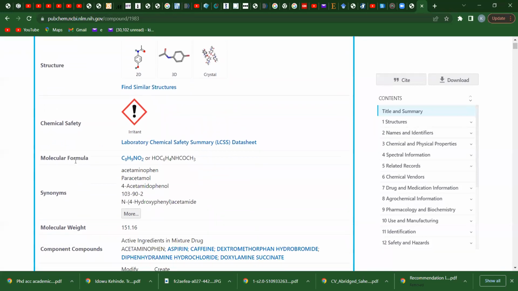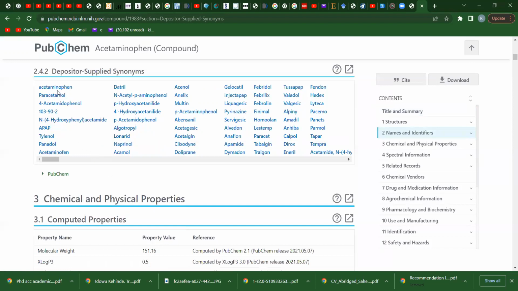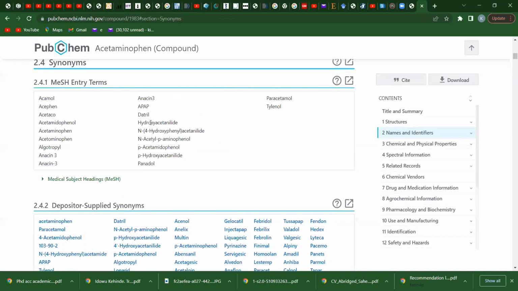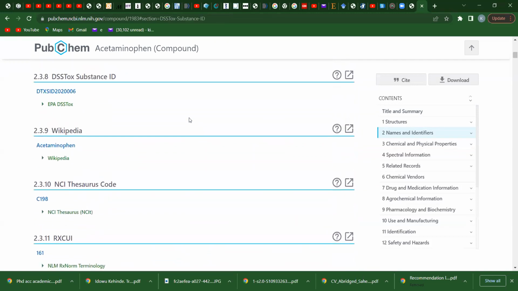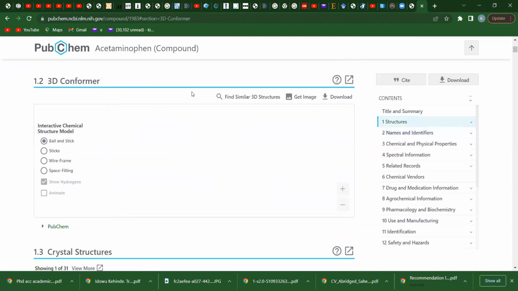This is the chemical formula of acetaminophen, C8H9NO2. And apart from acetaminophen, it's called other names. Can you see? Acetaminophen, paracetamol, acetaminophenol. There's really a lot of every possible name you can think of that it is called. So you can get that. It's called Tylenol. There is a lot of information about it here. Do you get it now?